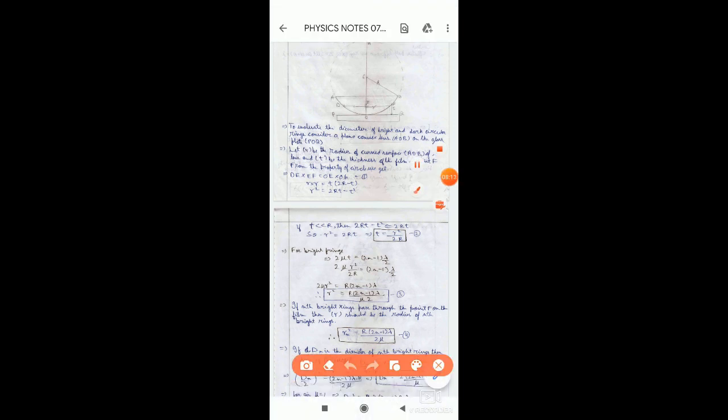Now, very important, we are going to discuss the diameter of Newton's ring, as shown in the figure.